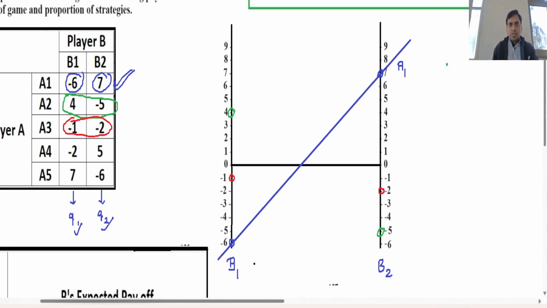And next strategy is for this A4, minus 2 and 5. So this location is minus 2 and this location is plus 5. And next is for A5, 7 and minus 6. So for 7 and minus 6, this is plus 7 and this is minus 6. Now we will match all these.